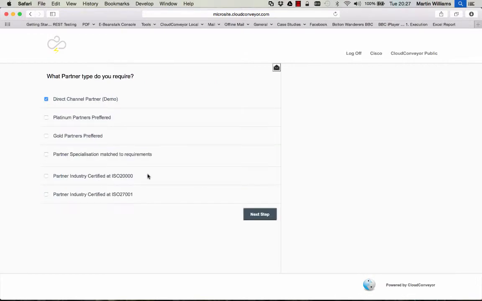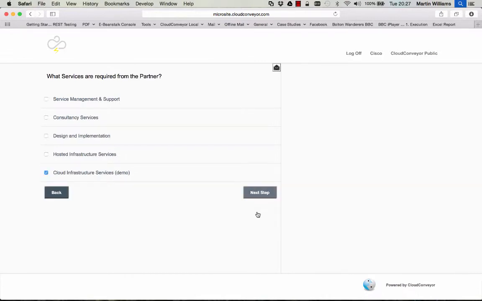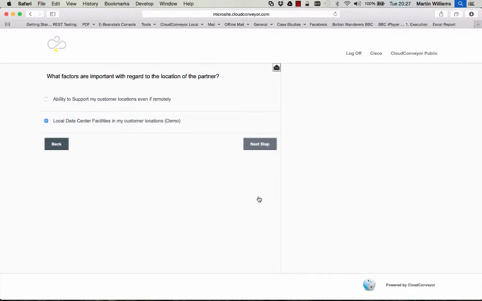the first question that's being asked is, what sort of partner do you want? And we've selected that this is going to be a direct channel partner, which we've configured Verizon, Terremark and Savvis to be direct channel partners. And we're looking for cloud infrastructure services. This question is about what's important. By answering this question, which is that local data center facilities are required, that will set up so that it asks us questions about those locations.